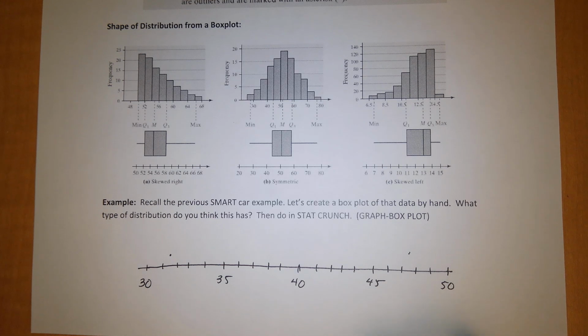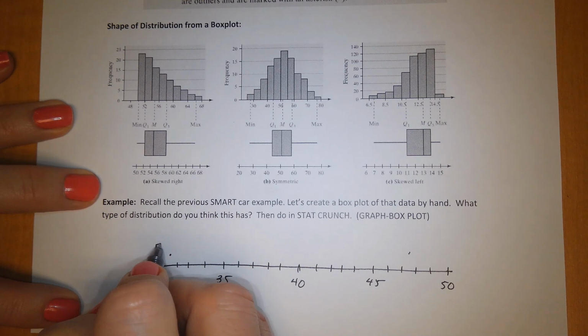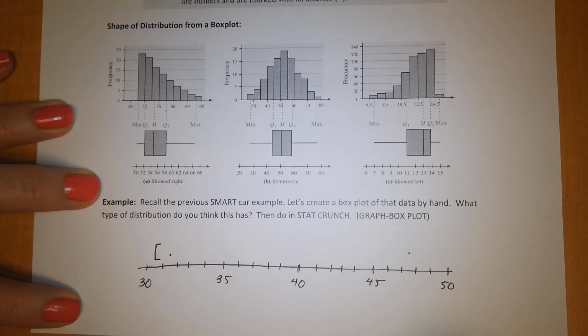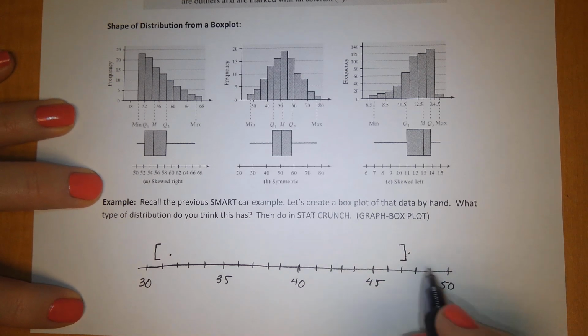We also know that we have a lower fence at 30.6. So at 30.6, which is right here, fences are drawn as brackets. We have an upper fence at 47.2, which is right here, which is drawn as a bracket.